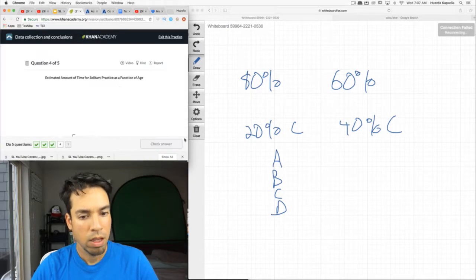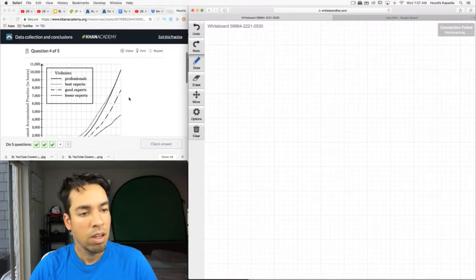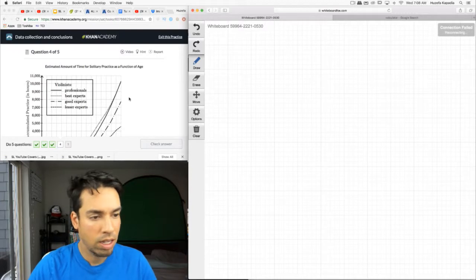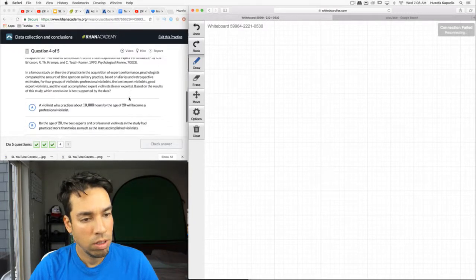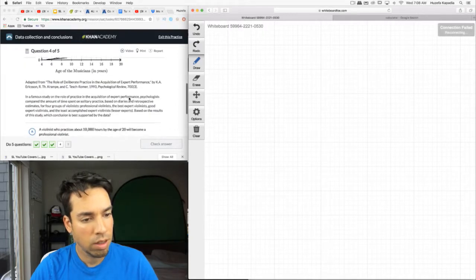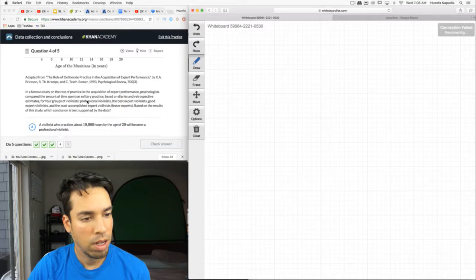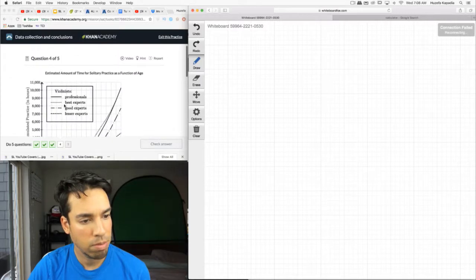All right, cool. Question number 5. Got to read those instructions. I almost got that wrong. Estimated amount of time for solitary practice as a function of age. Adapted from the famous study on the role of practice in the acquisition, blah, blah, blah, for 4 entries. Based on the results, which conclusion is best supported by the data?